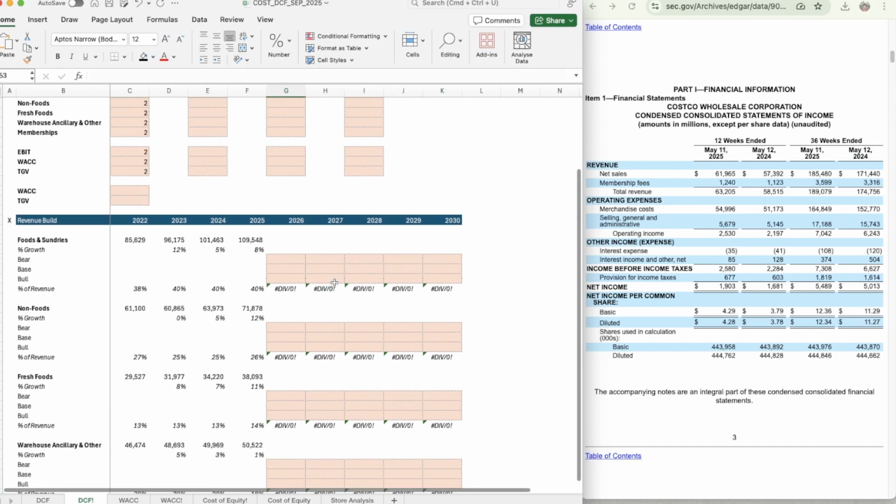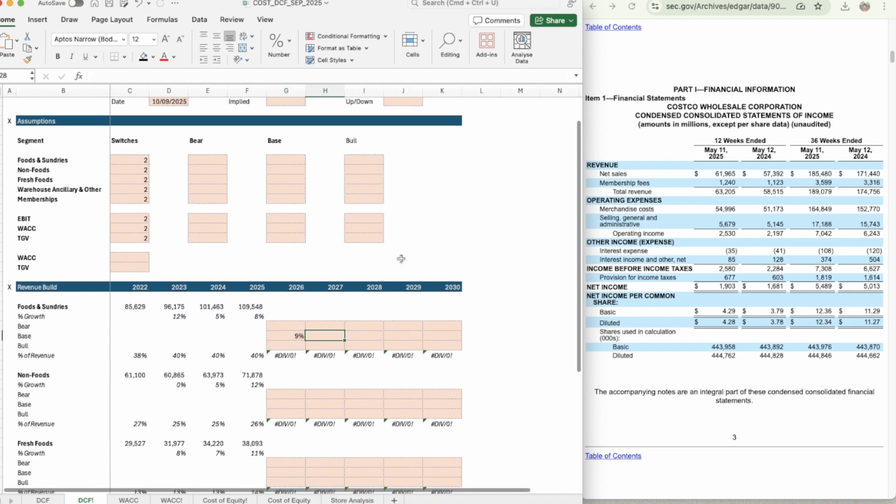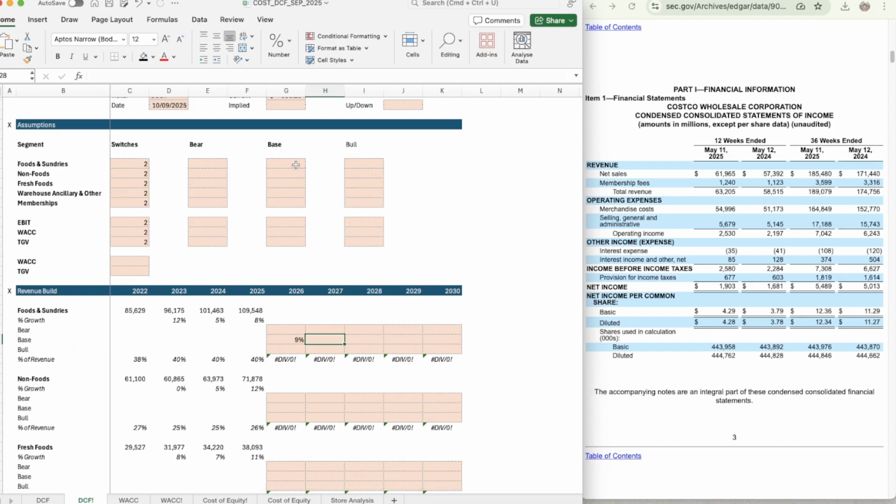Okay, now the first thing we do for next year's revenue growth, we'll take an average of the last 3 years, so 9%. And let's say we think this revenue segment is going to grow at 5%. By 2030, the revenue growth will be 5%. We'll put that in there. And then we put this equal to G10.